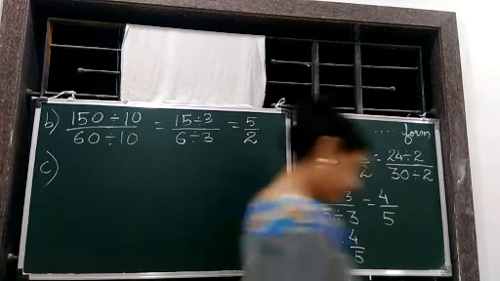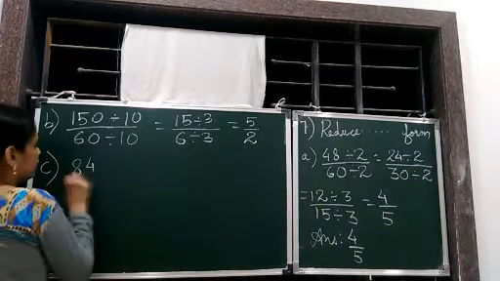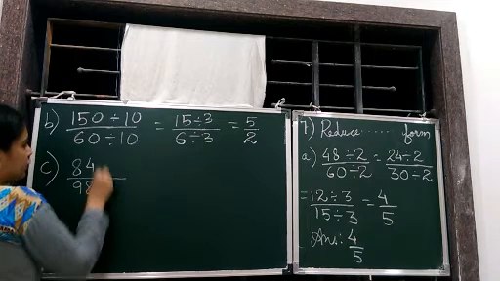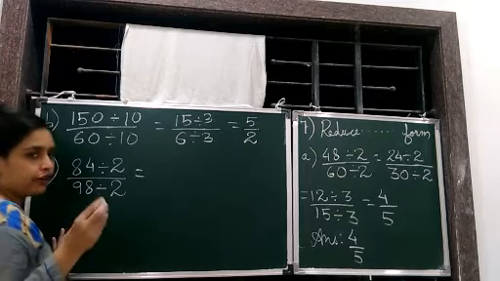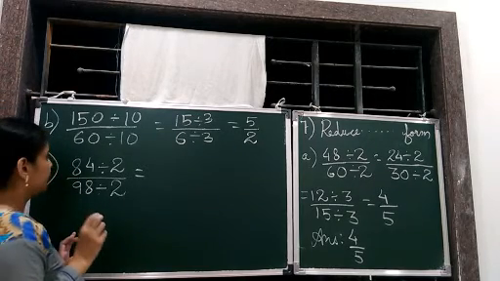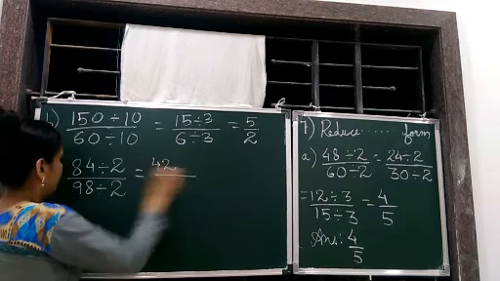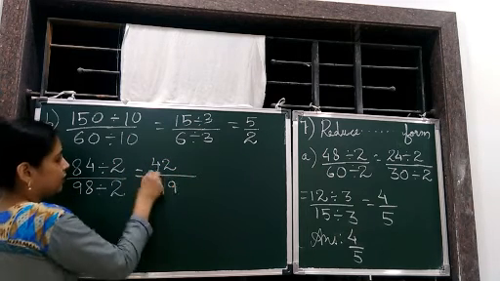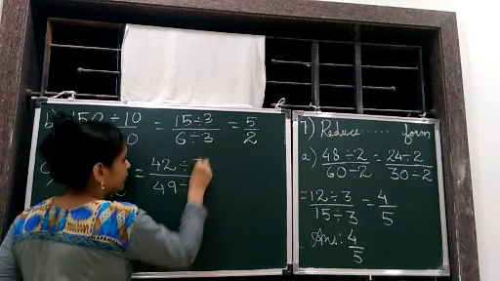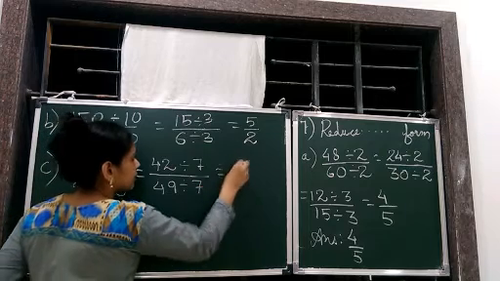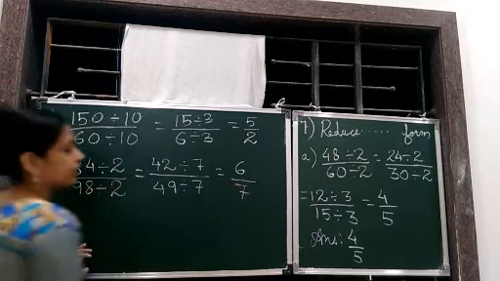Then we go to C. 84 by 98. Since both are even, we start by 2. Okay. And as such, I don't remember any number common who can divide them. So, better. It will be 42 and this will be 2 4s are 8, 9. Now, 7 can divide both. Correct? So, 7 6s are 42 and 7 7s are 49. So 6 by 7 is the answer.